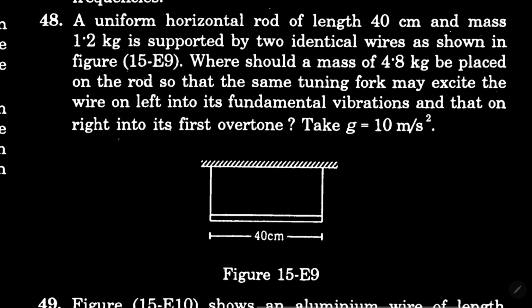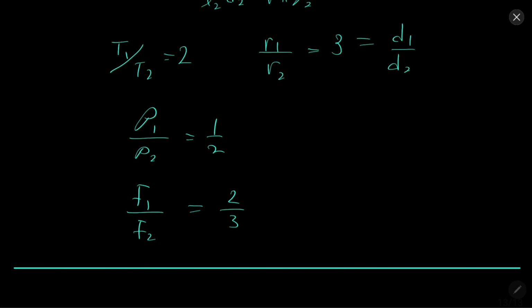In question 48, we have a uniform horizontal rod as given in the diagram. Where should a mass of 4.8 kg be placed on the rod so that the same tuning fork may excite the wire on the left into its fundamental vibration and that on the right into its first overtone?